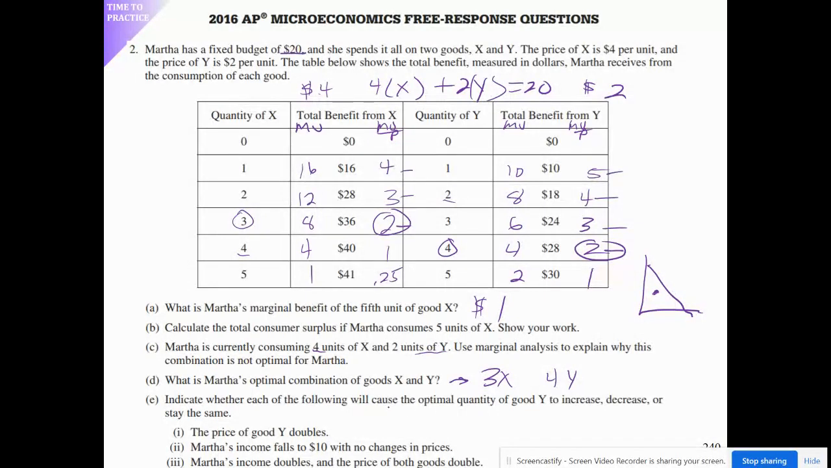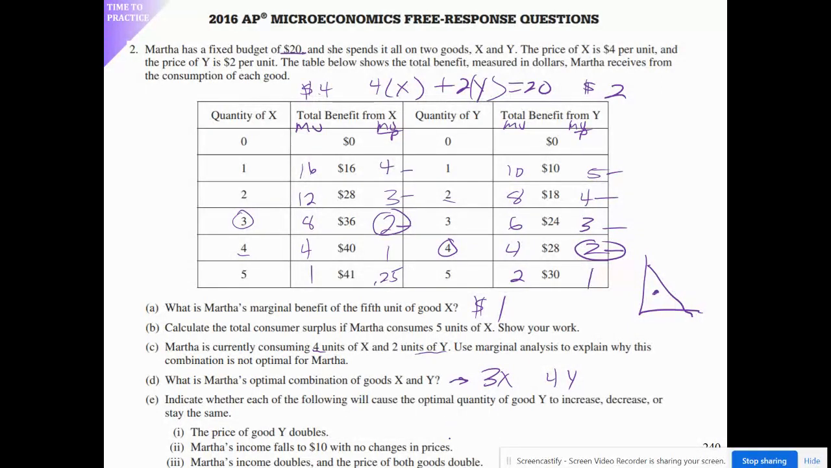Now, the next one says indicate whether the following will cause the optimal quantity of Y to increase, decrease, or stay the same. So if the price of good Y doubles, she's going to decrease the amount of products that she buys because her marginal benefits per dollar will fall.